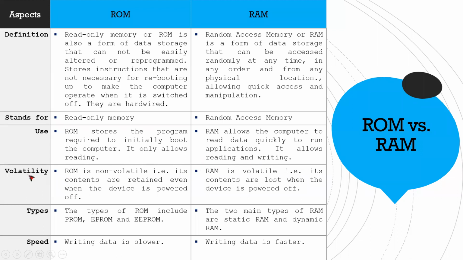Now, volatility. Remember, ROM is non-volatile. That means it does not forget. That means its contents are retained even when the device is powered off. RAM is volatile. That means its contents are lost when the power is off. Types: ROM has 3 types: PROM, EPROM, EEPROM. There are 2 main types of RAM: SRAM and DRAM. Speed: for ROM, writing data is slower. For RAM, writing data is faster.